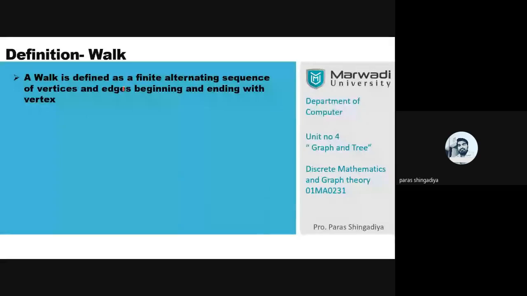So what is the meaning of the definition? The walk is a finite alternating sequence, which means you have to consider finite locations. You cannot visit infinite locations. So that should be of finite form.